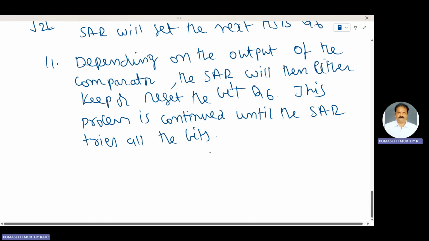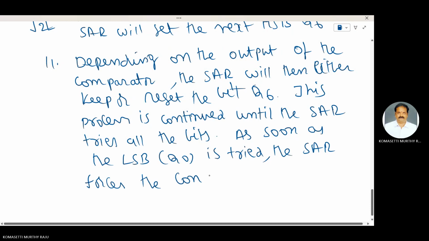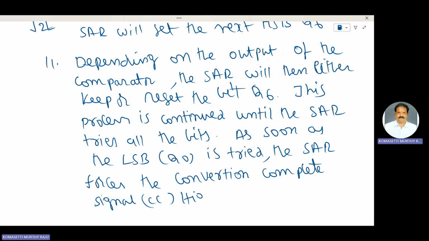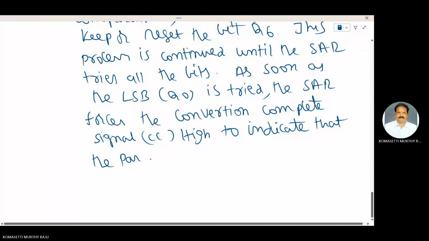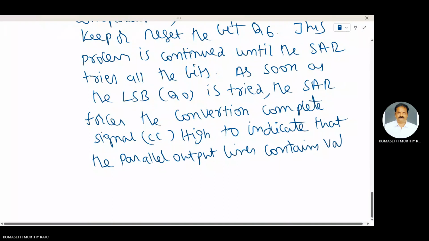As soon as the LSB, least significant bit, that is Q0, is tried, the SAR forces the conversion complete signal, CC, high to indicate that the parallel output lines contains valid data.